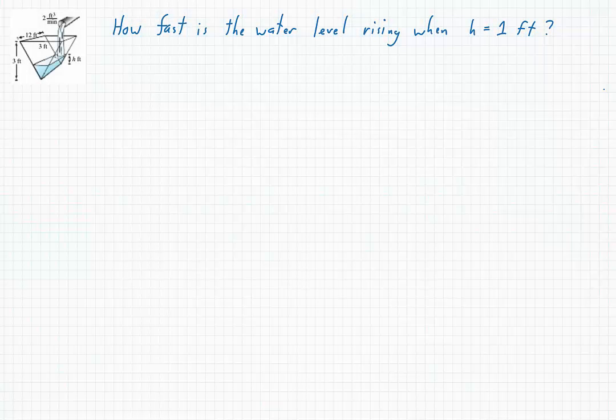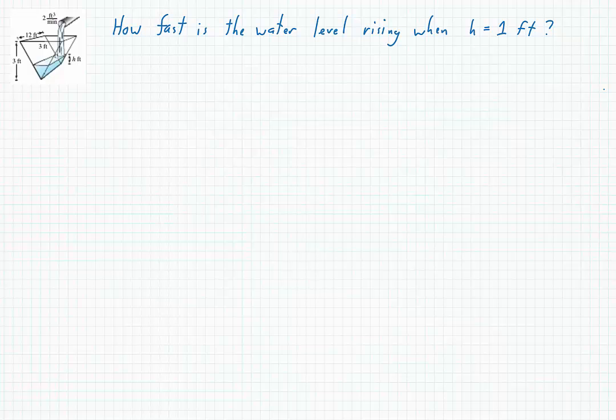Here's a problem with a more complex geometry to it. What we have is a trough. It has a triangular cross-section. As a matter of fact, those triangles are isosceles triangles. The trough has a length of 12 feet. The cross-sections don't change as we move down those 12 feet.